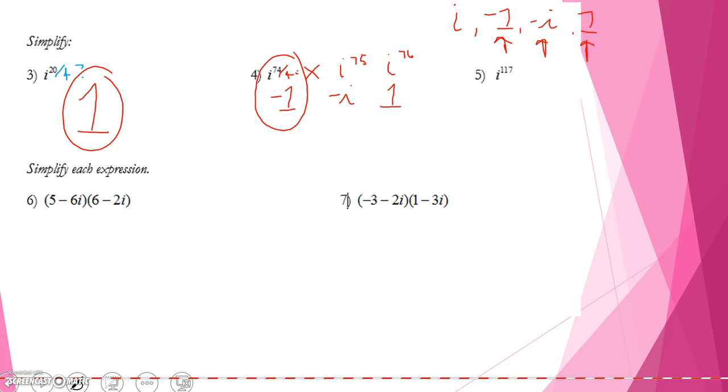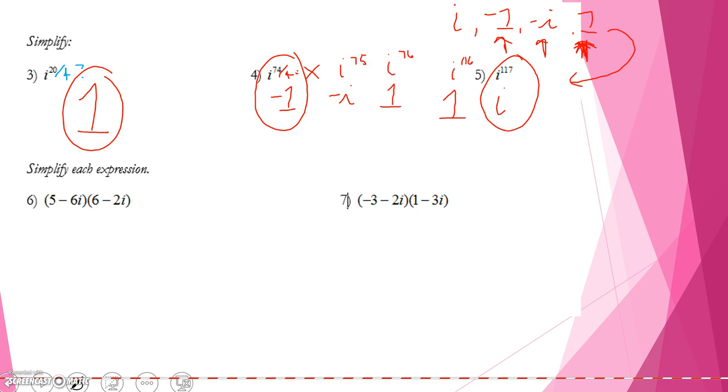Now let's try 117. Let's go backwards this time, just to show you to work both ways. So let me try 116. 116 is divisible by 4, so that's 1. Then I just restart my pattern because it just re-loops over and over. So if this is 116, then 117 would be re-looped over to i. So that's my final answer for that one.